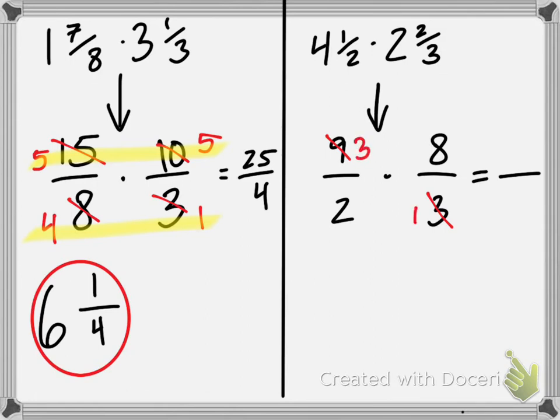Perfect. Let me see, Tatiana. What else can I cross cancel? You could cross cancel the 2 and the 8. Perfect. What are they both divisible by? They're both divisible by 2. Perfect. 2 divided by 2 is 1. 8 divided by 2 is 4. There's nothing more we can simplify, so we cross multiply.